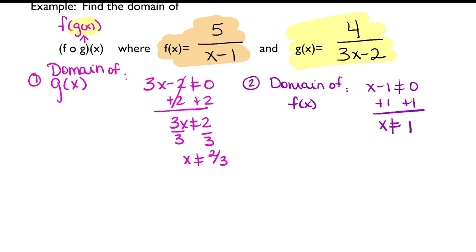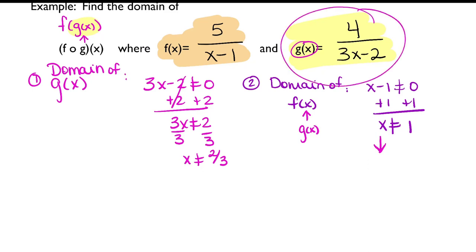Now here's where it gets interesting. Domain for f of x, the x is really g of x. So what we're saying here is that x can't equal 1, but in this case x is g of x. So we can say 4 over 3x minus 2 can't equal 1. And then we have to solve. So this is a rational equation that we have to solve.